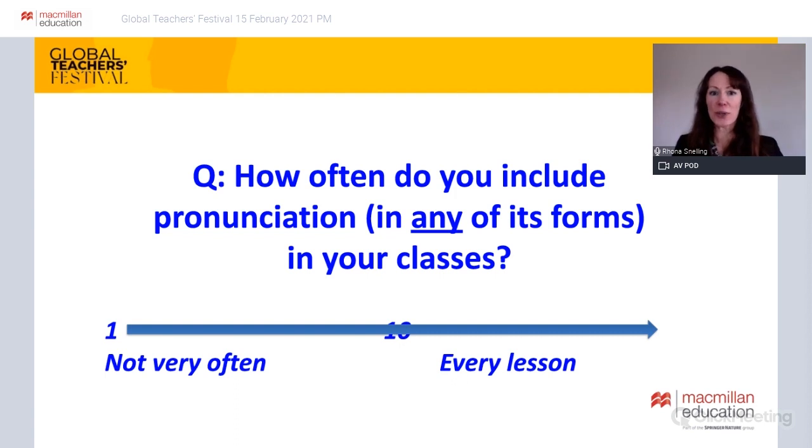So another question for you, if I may. How often do you include pronunciation in any of its forms in your classes? From 1, not very often, to 10, in every lesson. There should be a 10 at the end of that arrow on the right. Could you give me your numbers? Oh, there's lots of 10s, 8s, 1s, every class, very often. Great. That's a really interesting mix of numbers. Thank you. Lots of 10s. I love that. I'm loving the high numbers.